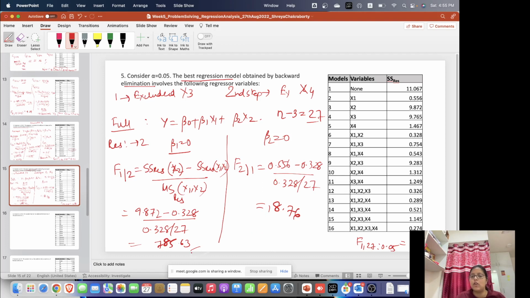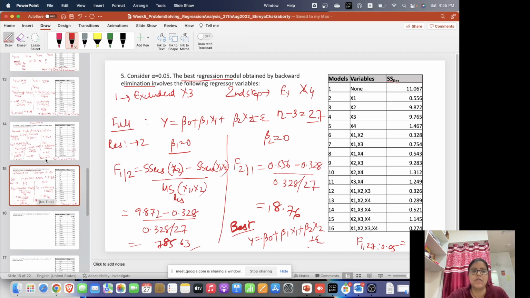So we will not remove any of these, and the best regression model would be y equal to beta naught plus beta 1 x1 plus beta 2 x2 plus epsilon. I have missed the epsilons everywhere. Okay, please don't make this mistake. This would be my best model.